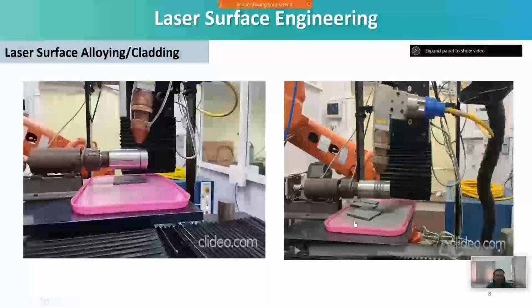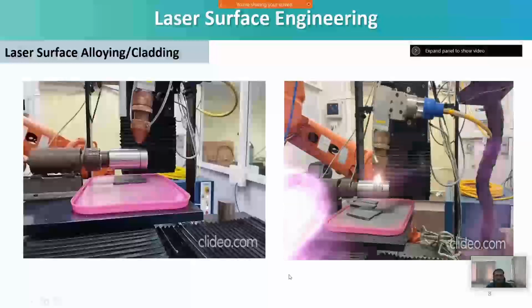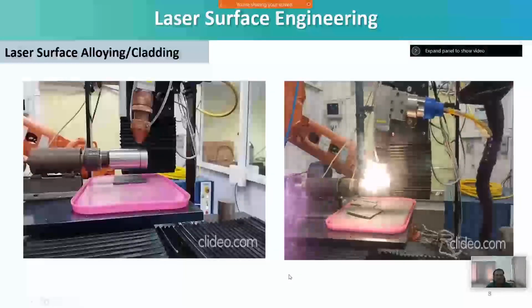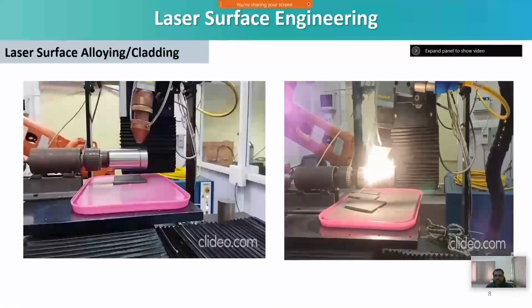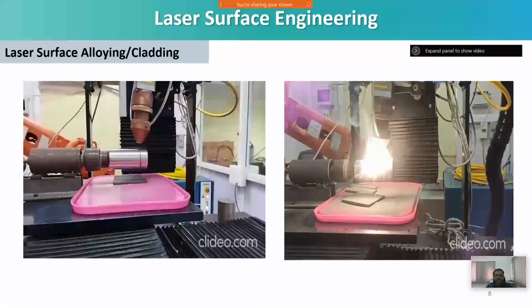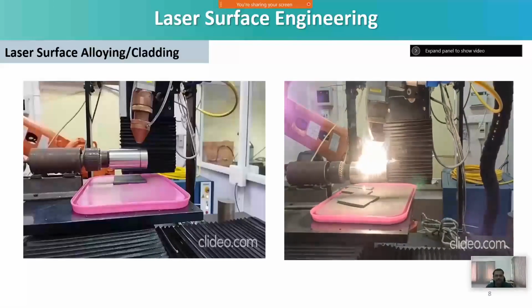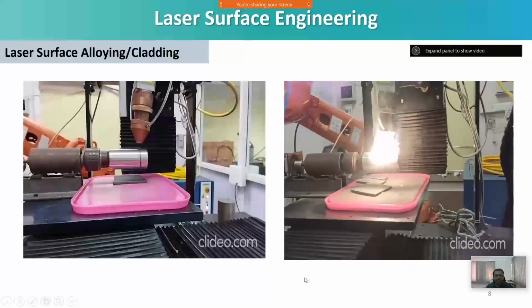And this is the video related to cladding using titanium 6 aluminum 4 vanadium powder, which is always a little problematic. You can see the type of flame coming out, and you need to be very careful when you are operating this kind of system.